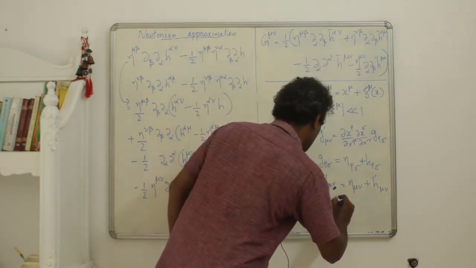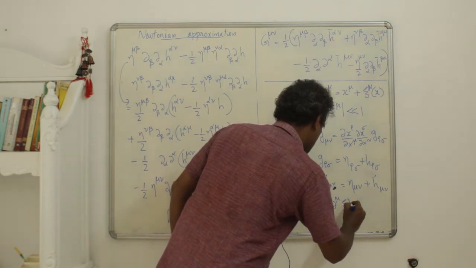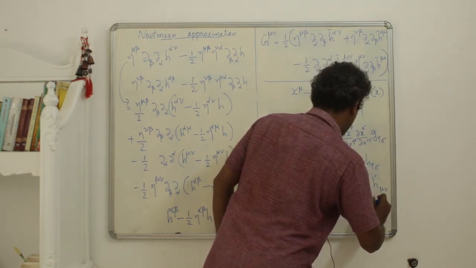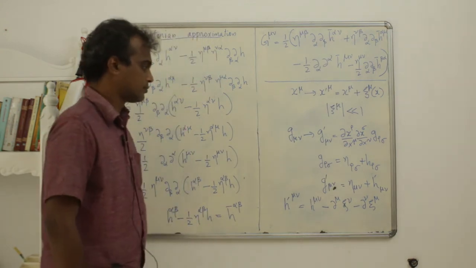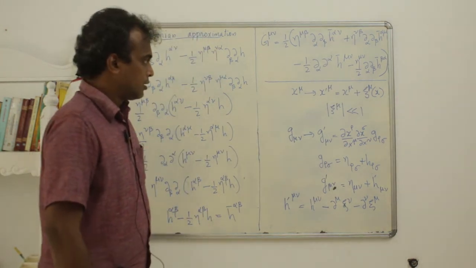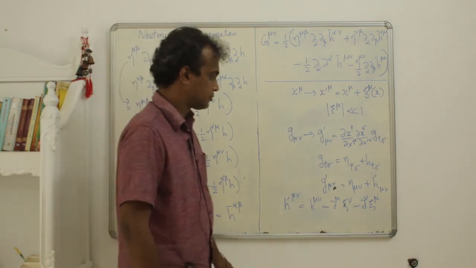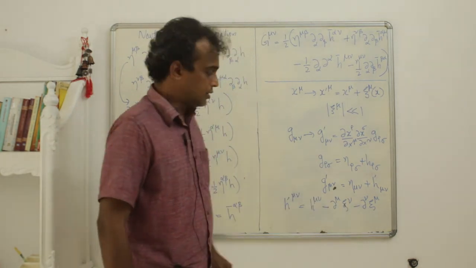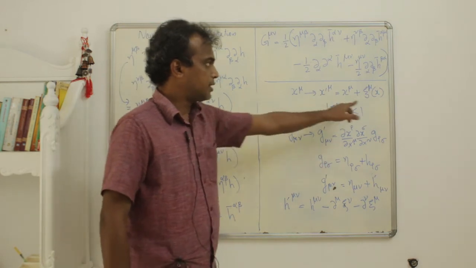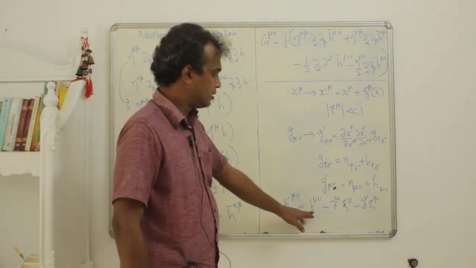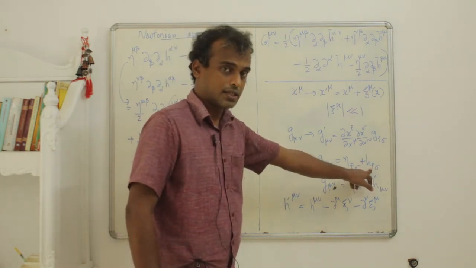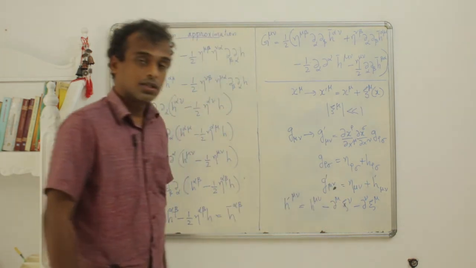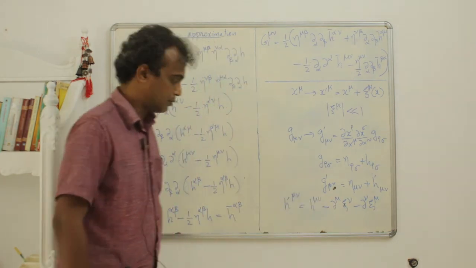h prime mu nu equals h mu nu minus del mu psi nu minus del nu psi mu. So the conclusion that we can draw from this exercise is that under a change of coordinate as considered here, the departure or the fluctuation of the metric, the variation of the metric from the flat space part, undergoes a change as shown in this equation.